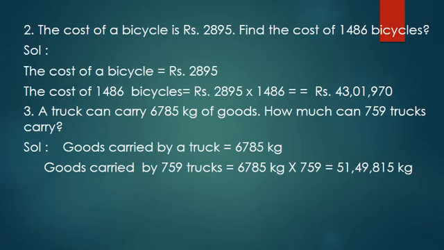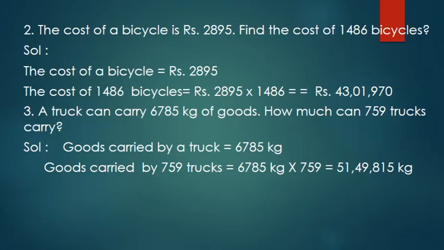Question number 2 is: the cost of a bicycle is rupees 2,895. Find the cost of 1,486 bicycles. So children, the steps should be like this. The cost of a bicycle is given, you have to write it down. Then the cost of 1,486 bicycles is equal to 1,486 multiplied by rupees 2,895. So the answer will be rupees 43 lakhs 1,970.